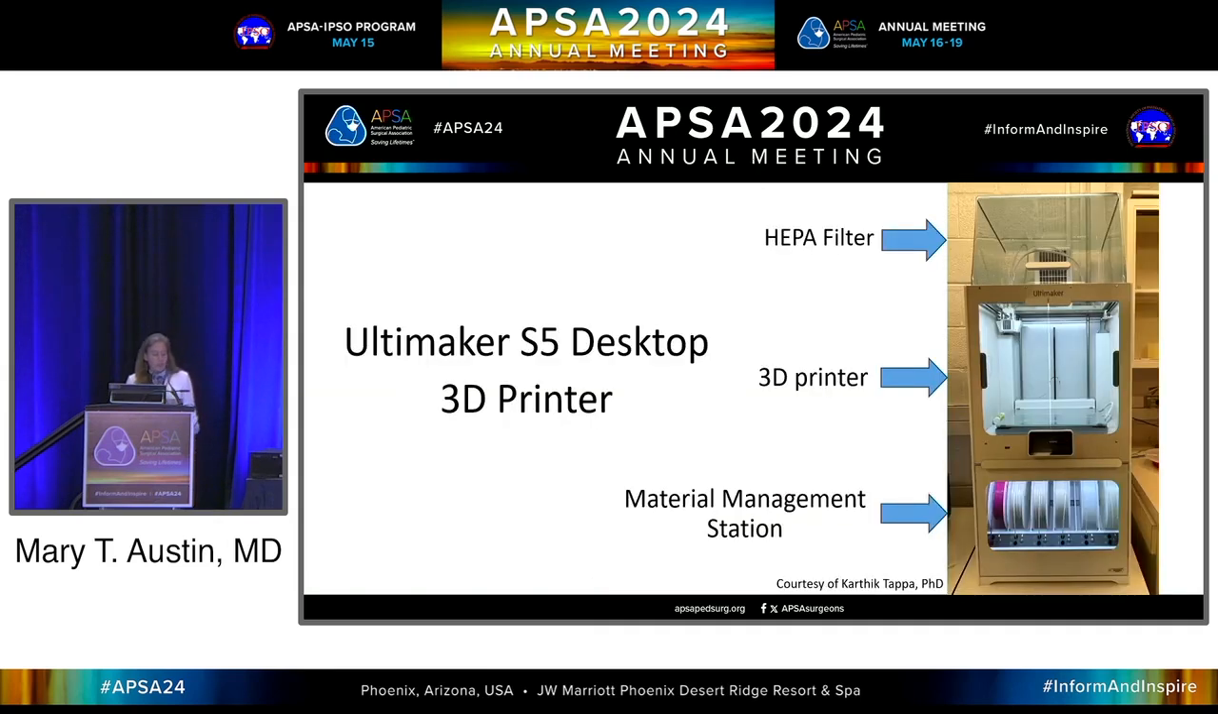This is a photograph of one of our 3D printers in our 3D lab at Anderson. At the top, there's a HEPA filter. The 3D printer is in the middle, and the materials are housed in the component below. We use Ultimaker Cura slicing software to communicate the instructions to the printer.